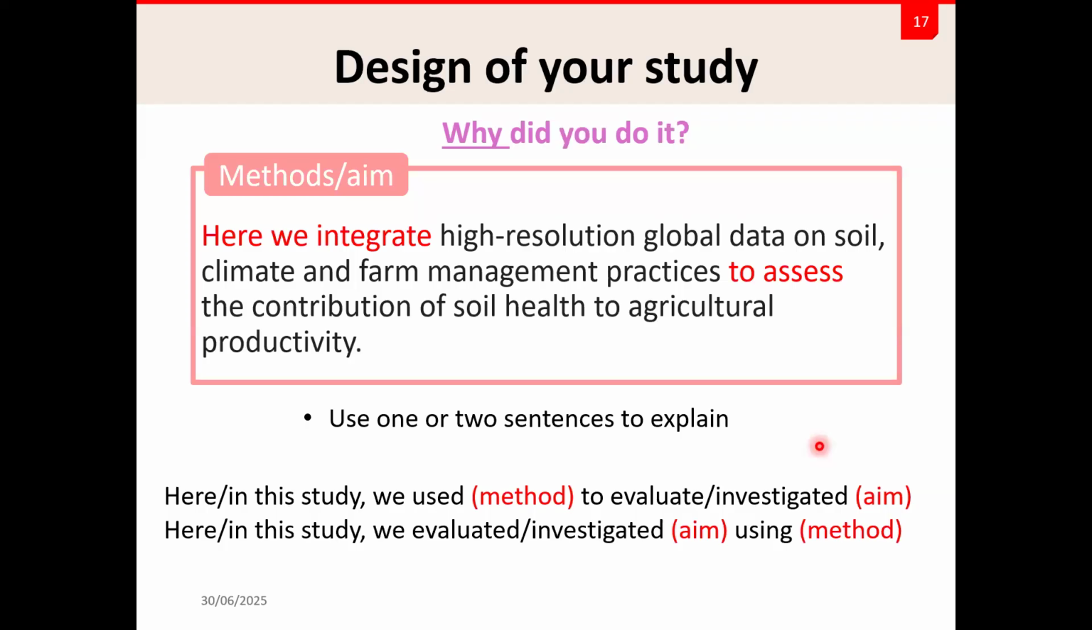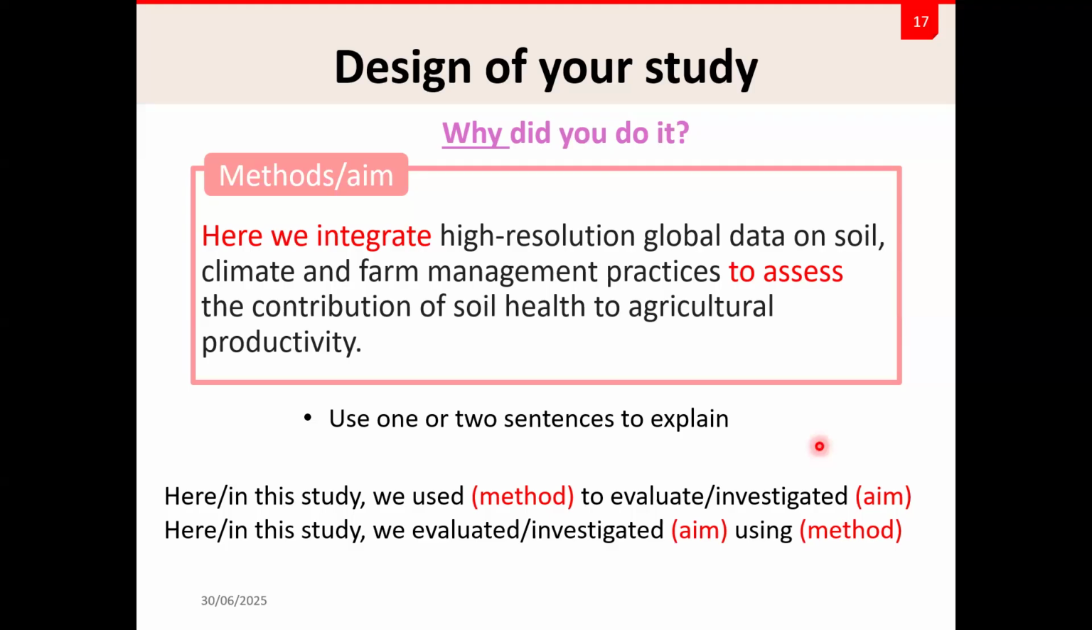Here they mention that here we investigate high-resolution global data on soil, climate, and farm management practices to assess the contribution of soil health to agriculture productivity. So in this sentence, they mention everything, the method and the aim, in 1 sentence. You could use either 2 sentences, it doesn't matter, but write in a very simple way.